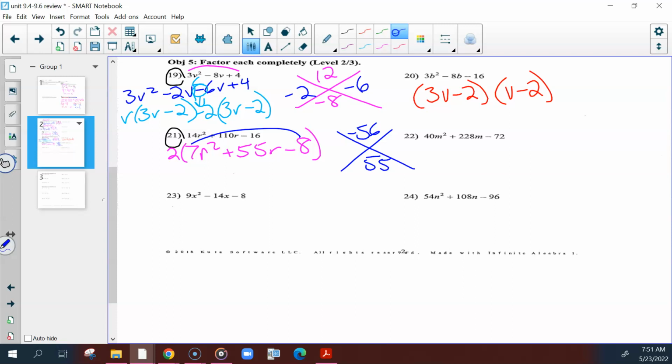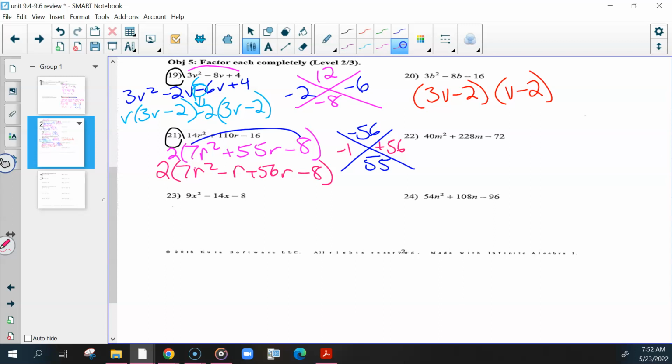One of them has to also be negative. This would be a negative 1. Negative 1 and positive 56 would work. And then we can rewrite this into 4 terms. Make sure you keep bringing down your GCF. So 7r squared minus r plus 56r minus 8.